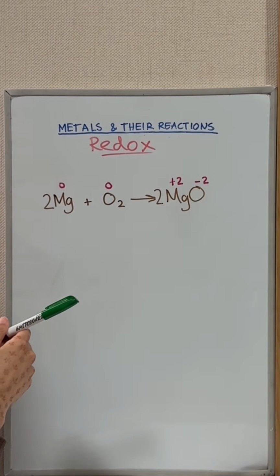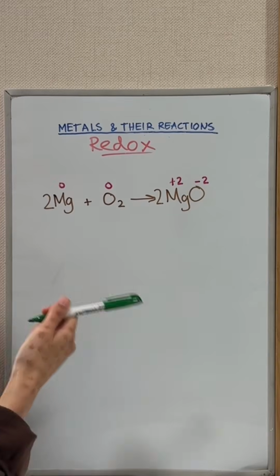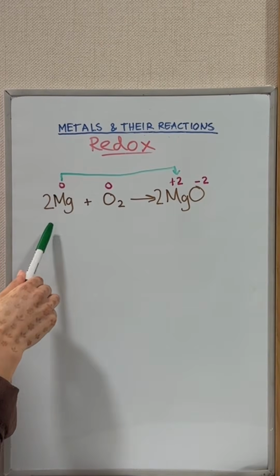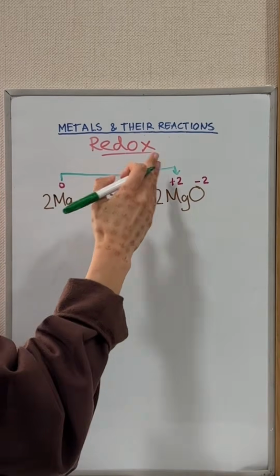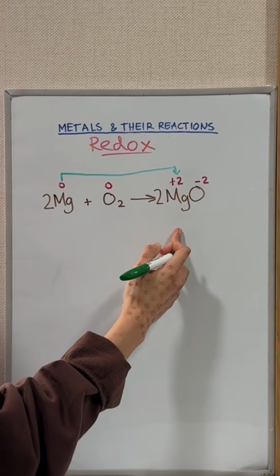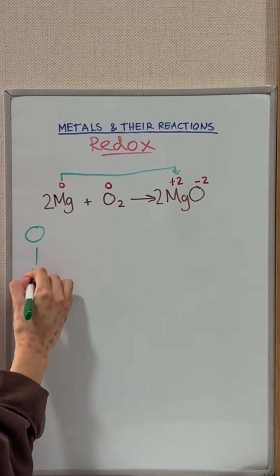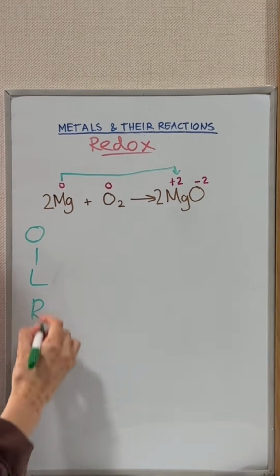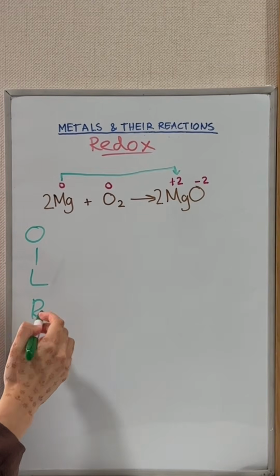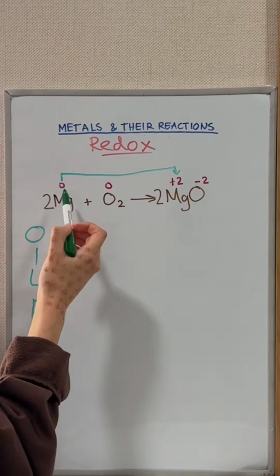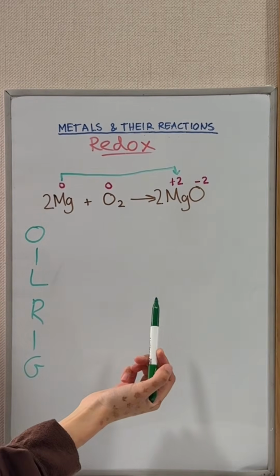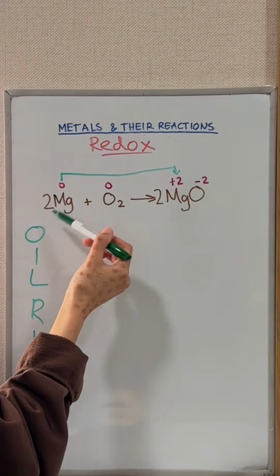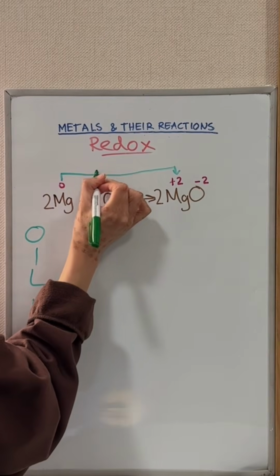Now we have figured out the oxidation states for each of our elements or ions in this case. Then we can go ahead and conclude which of these is being oxidized and which of these is being reduced. So magnesium started off with the oxidation state of 0 and it lost 2 electrons to become a +2 charge overall. Let's go back to our OIL RIG. Remember, oxidation is loss of electrons, reduction is gain of electrons. So here, magnesium lost 2 electrons to become positive charge overall. So here, magnesium is showing oxidation.